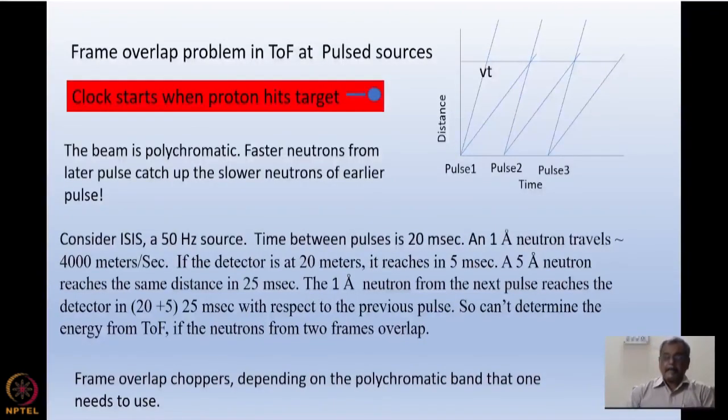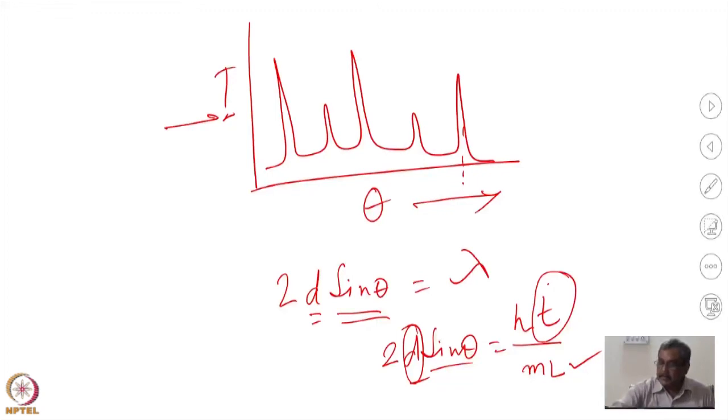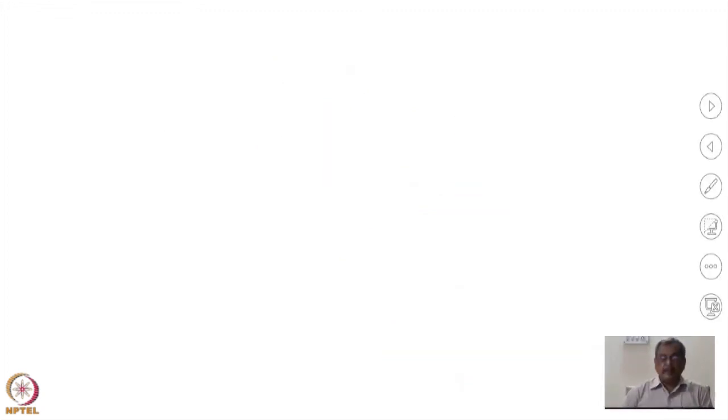So, but there is a very serious issue which is known as the frame overlap problem in time of flight at pulse sources. So this is like this. Now I have started the clock when the proton has hit the target, and that is my t equal to 0. After that, with all uncertainties regarding moderation and transport, the neutron beam is traveling.